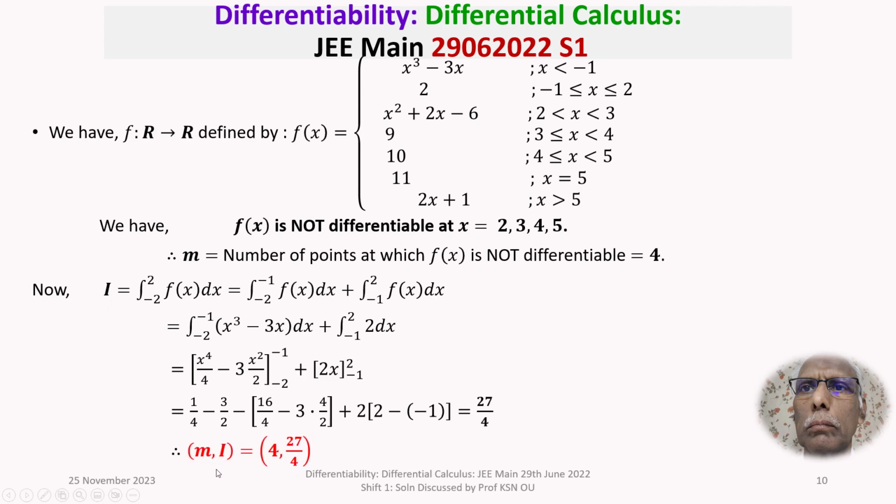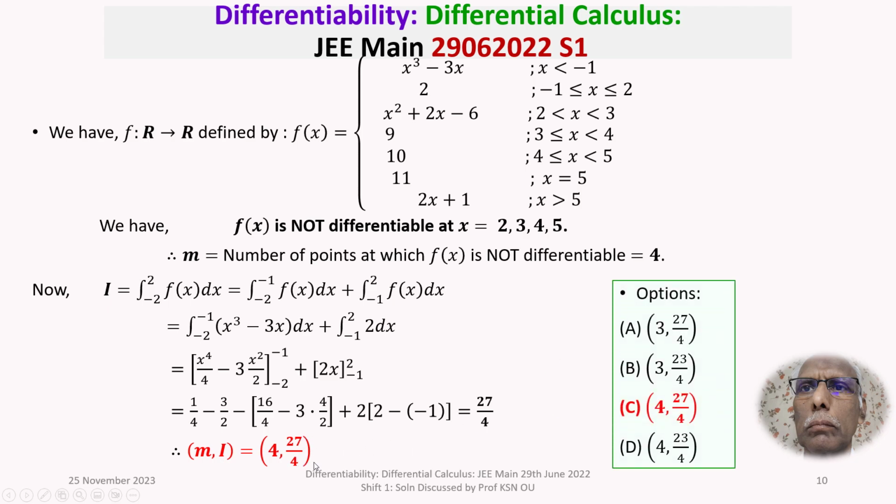Therefore, the ordered pair m comma I is equal to 4 comma 27 by 4. Let's look at our options. Our answer is appearing against option C. Therefore, the answer to this question is option C.